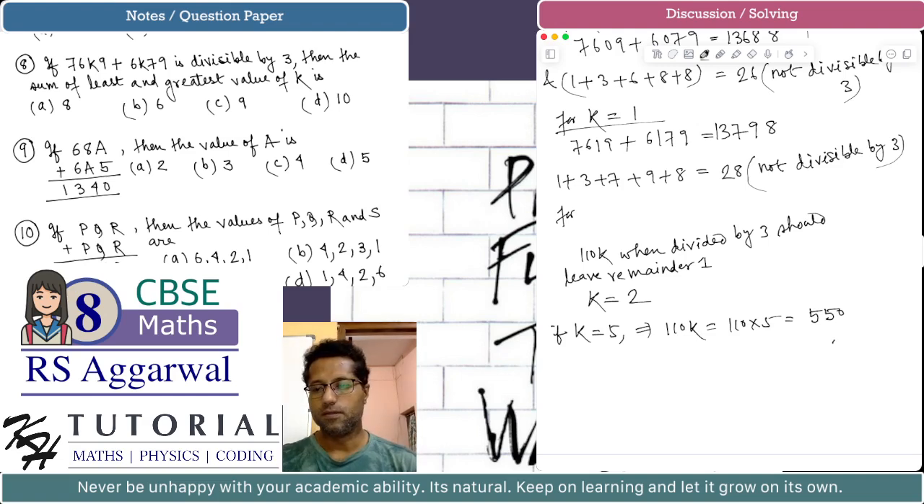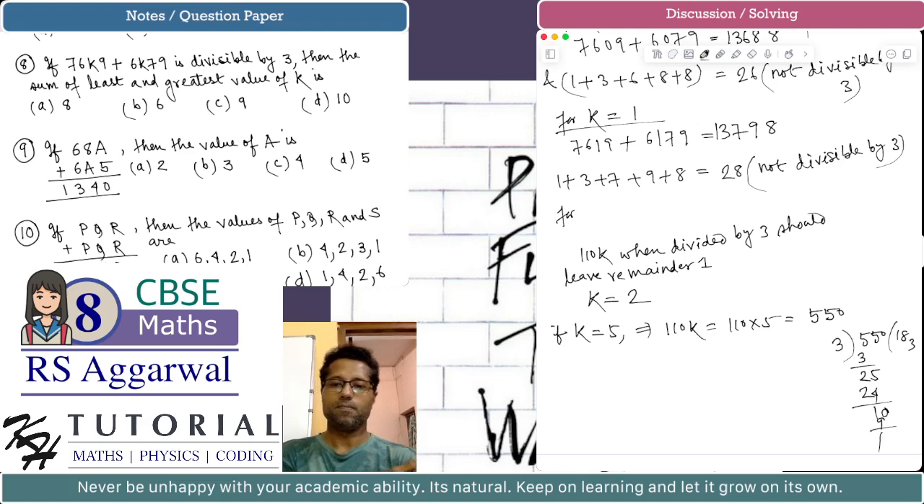When 550 is divided by 3, what is the remainder? 1, 3, 25, 8, 24, 1, 0, and 3 and 9 and 1. So the remainder is 1. So k equals 5 is also a value. It has asked to find the sum of the least and greatest values of k. Okay, so k equals 5 is a possible solution.